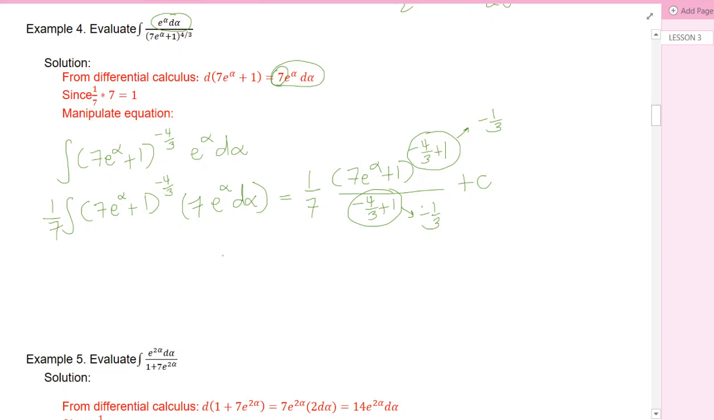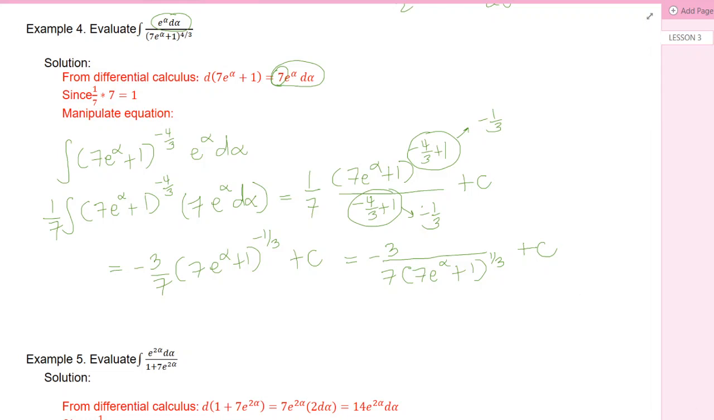Okay, so simplifying that further, let us just get the reciprocal for this one. That should be negative already. That is negative 3 over 7 times (7e^alpha + 1) raised to negative 1 third plus c, or it can be written as negative 3 divided by 7, that is the cube root of (7e^alpha + 1), which is the same, plus c. That is our final answer.